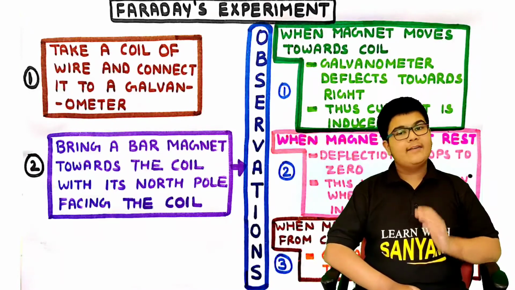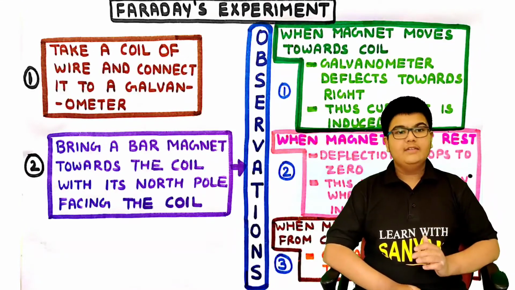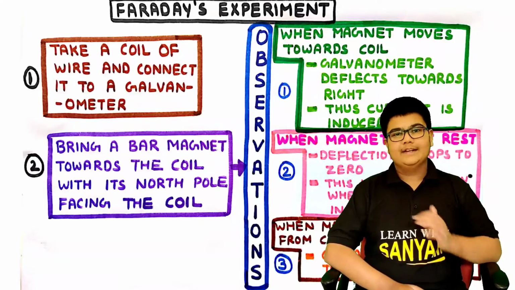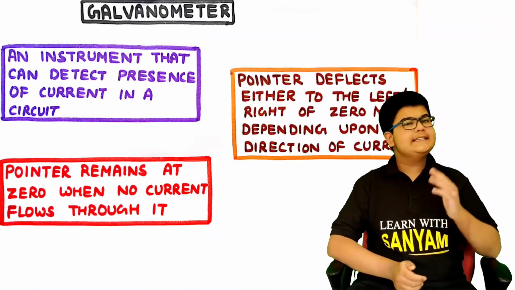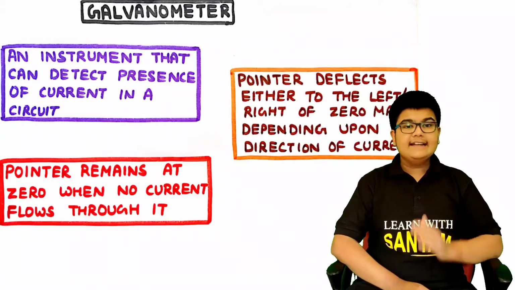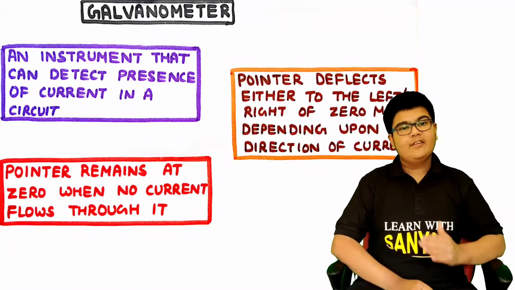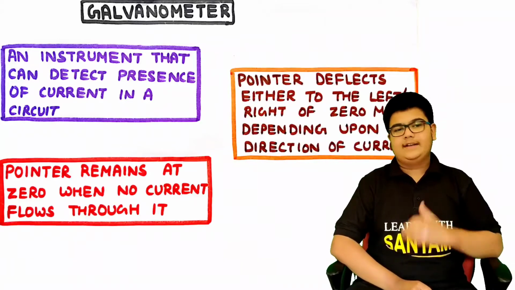So this is known as Faraday's experiment. In this experiment, we take a coil of wire and connect it to a galvanometer. Now what is this galvanometer? A galvanometer is an instrument that can detect the presence of current in a circuit. Now, how does this galvanometer detect the presence of current?